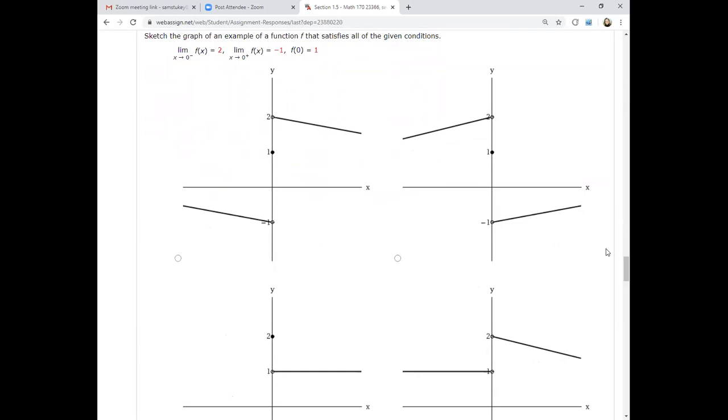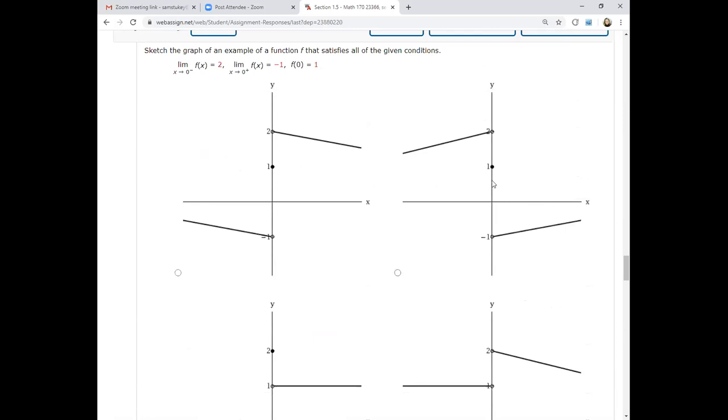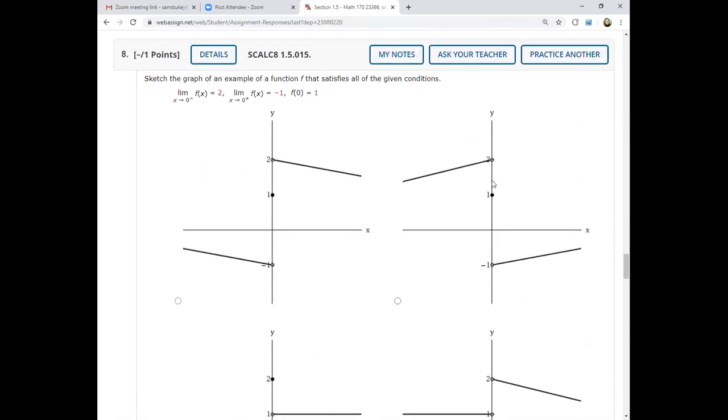So f of 0 equals 1, right? Means that my curve is defined and has a point at (0, 1). So whatever my curve looks like, it should have a closed circle at (0, 1). If it doesn't, then it's not going to work. So right now the top left is in the running and the top right is in the running. The bottom left and the bottom right are out.